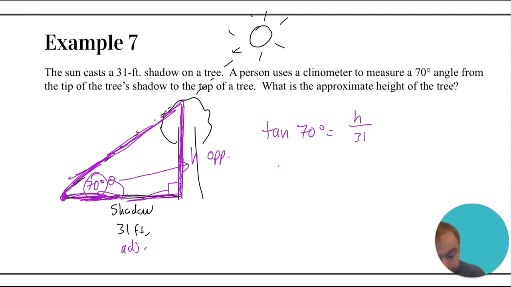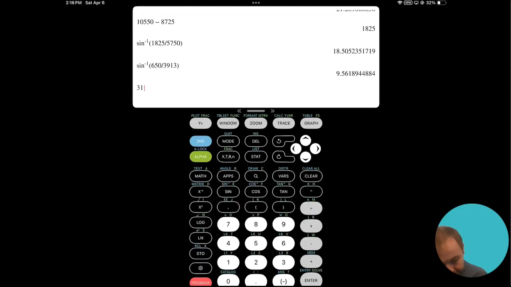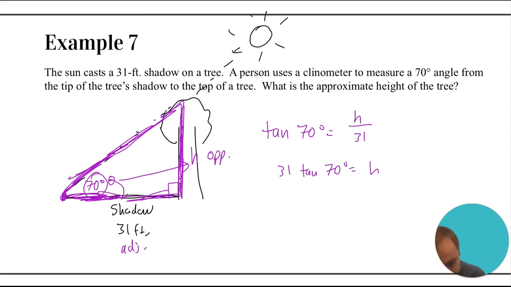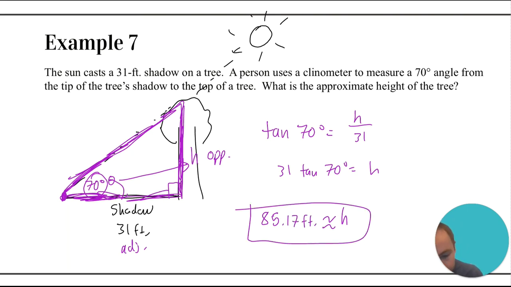And then we just need to multiply by 31 on both sides to get h alone. So 31 multiplied by the tangent of 70 degrees is going to equal h. That gives you about 85.17. So since that is the height of the tree, it should be in the same units that 31 was, which was in feet. So 85.17 feet then would be your approximation for that height of the tree then.